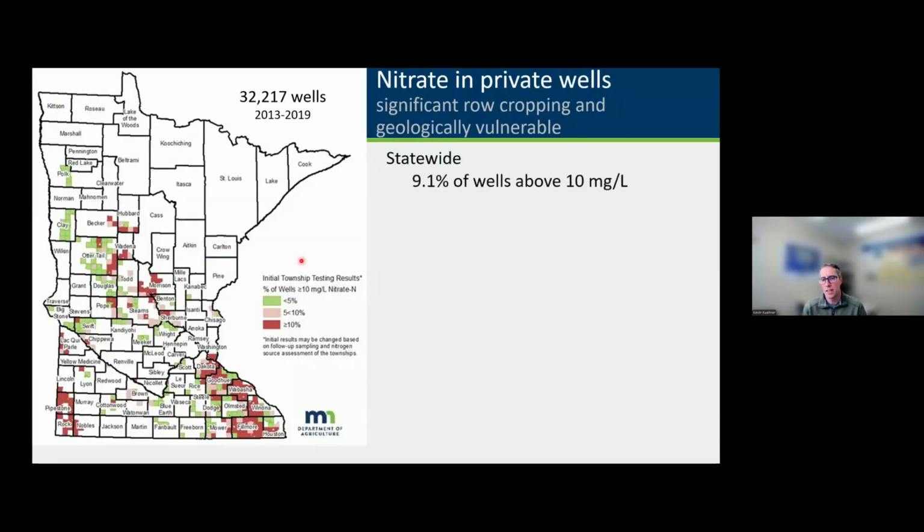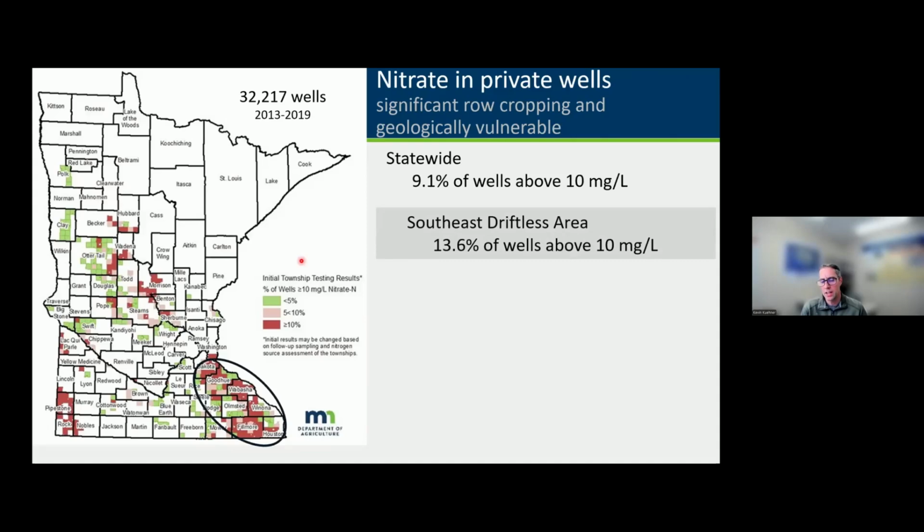And across the state, we see that about 9% of the wells are testing above the drinking water health standard of 10 milligrams per liter. When we look at southeast Minnesota, that driftless area, we see it's closer to about 14% of the wells testing above 10 milligrams per liter.